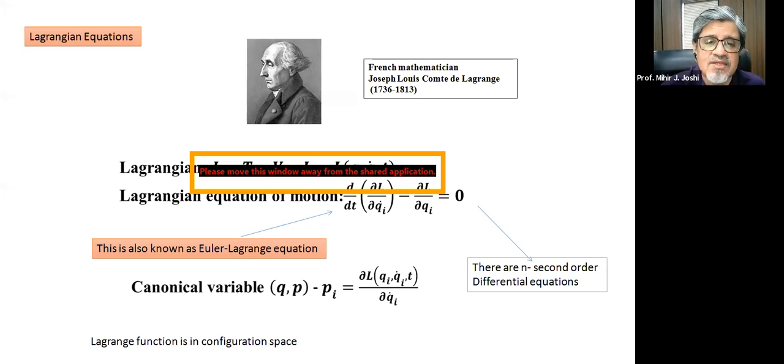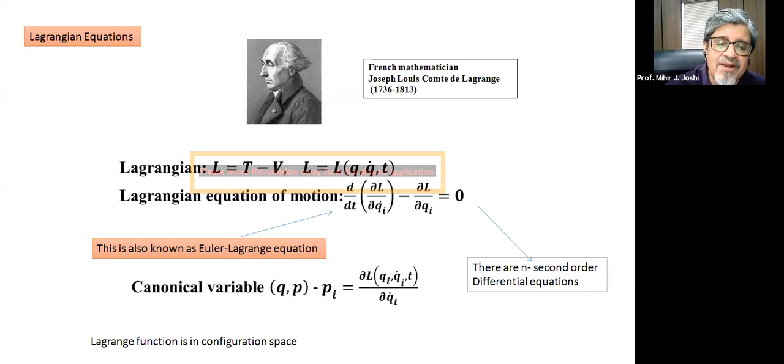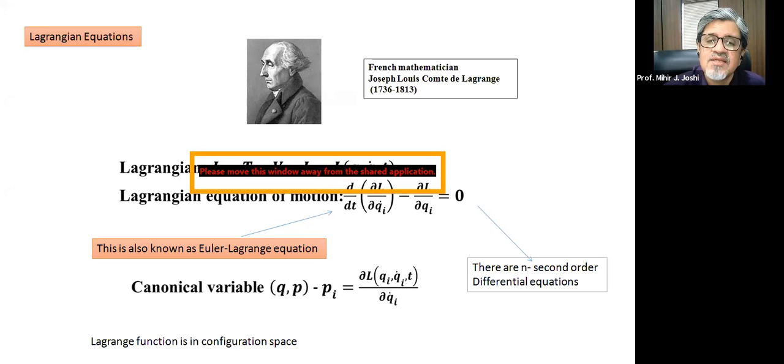Then we come to another concept, the canonical variables. Now canonical variables are represented by q and p. q is the position coordinate and p is the momentum. And that is represented usually in a bracket form. So that represents the canonical variable. Now canonical variables can be related by the canonical equation. So the equation is shown as p i is equal to del L function of qi, q dot i and t by del q dot i. So that shows the canonical relation.